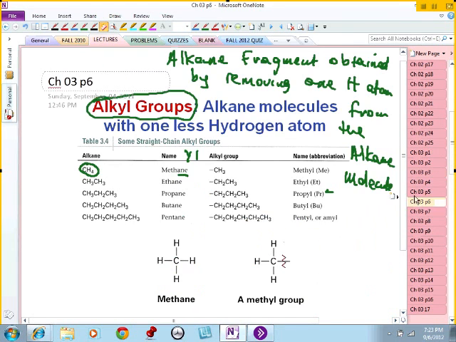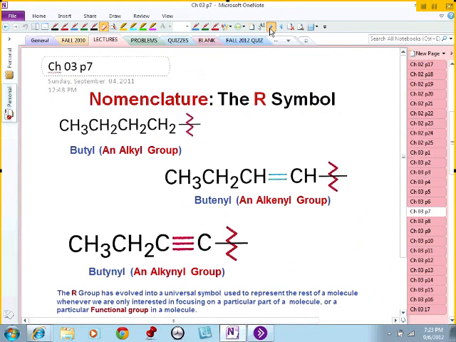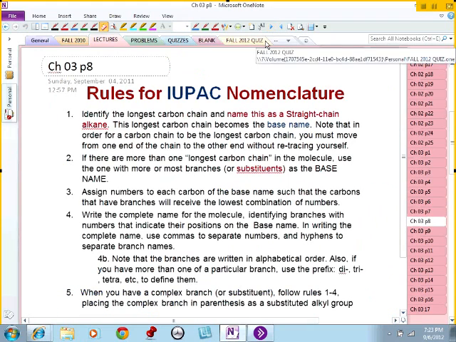Okay, there's a few things I want to share with you before we leave. These are the rules that I just followed. So these are the rules of nomenclature. I thought I should let you know that. So you have 5 sets of rules. And the first set, of course, identify the longest carbon chain. And that longest carbon chain becomes the base name.